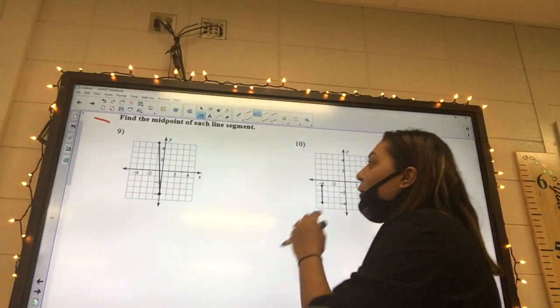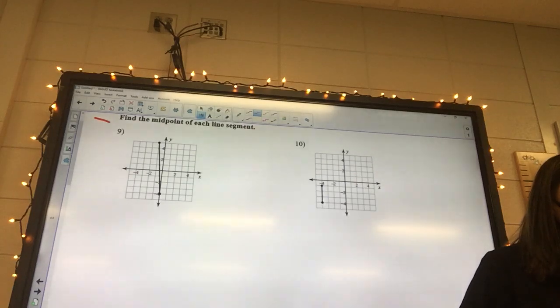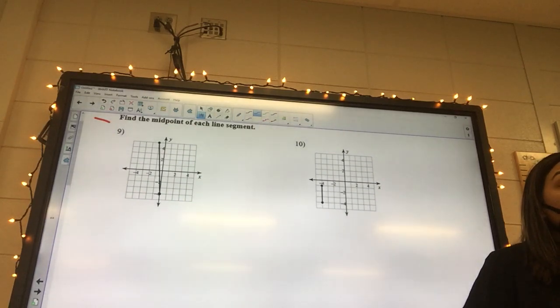So our very first thing we need to do with the graphing ones is what? I'm probably going to be wrong. I guess you're supposed to label them? We do need to label them, and there's nothing labeled, so I can't find the middle of the line unless I get some coordinates.